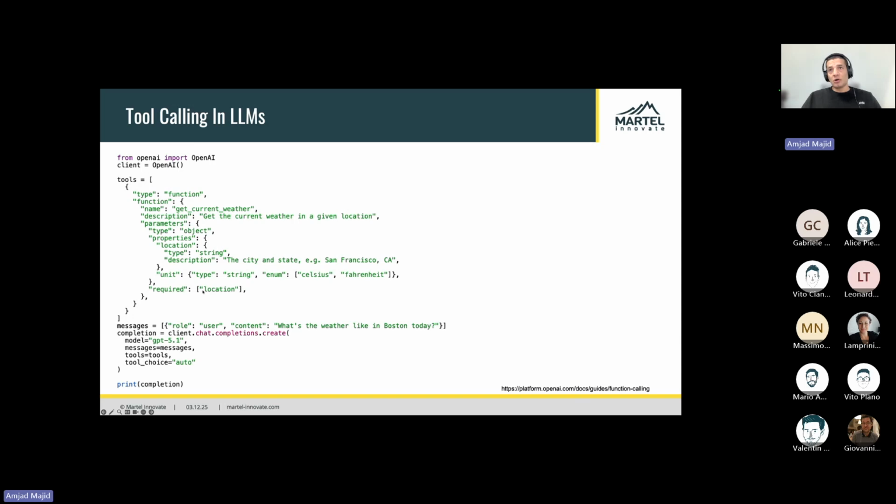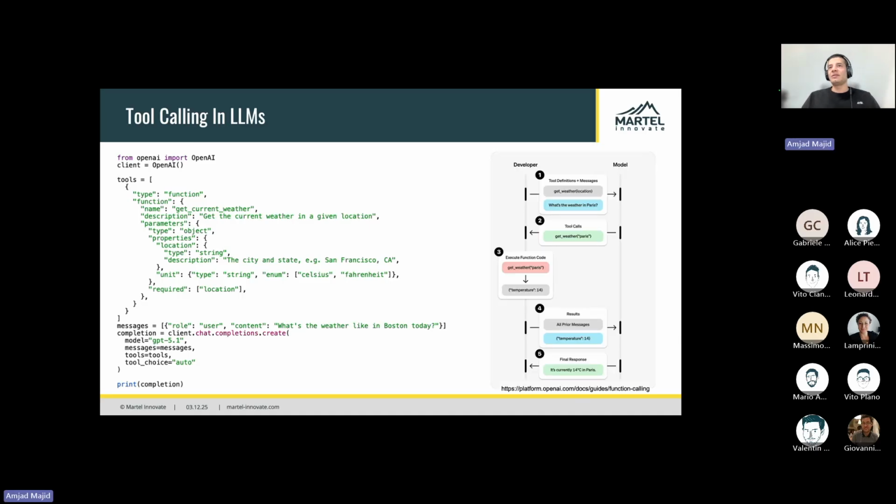And what you should also understand here is the LLM itself does not call the tool. It just knows about it and asks you to call the tool. And this diagram from OpenAI is just showing you that.